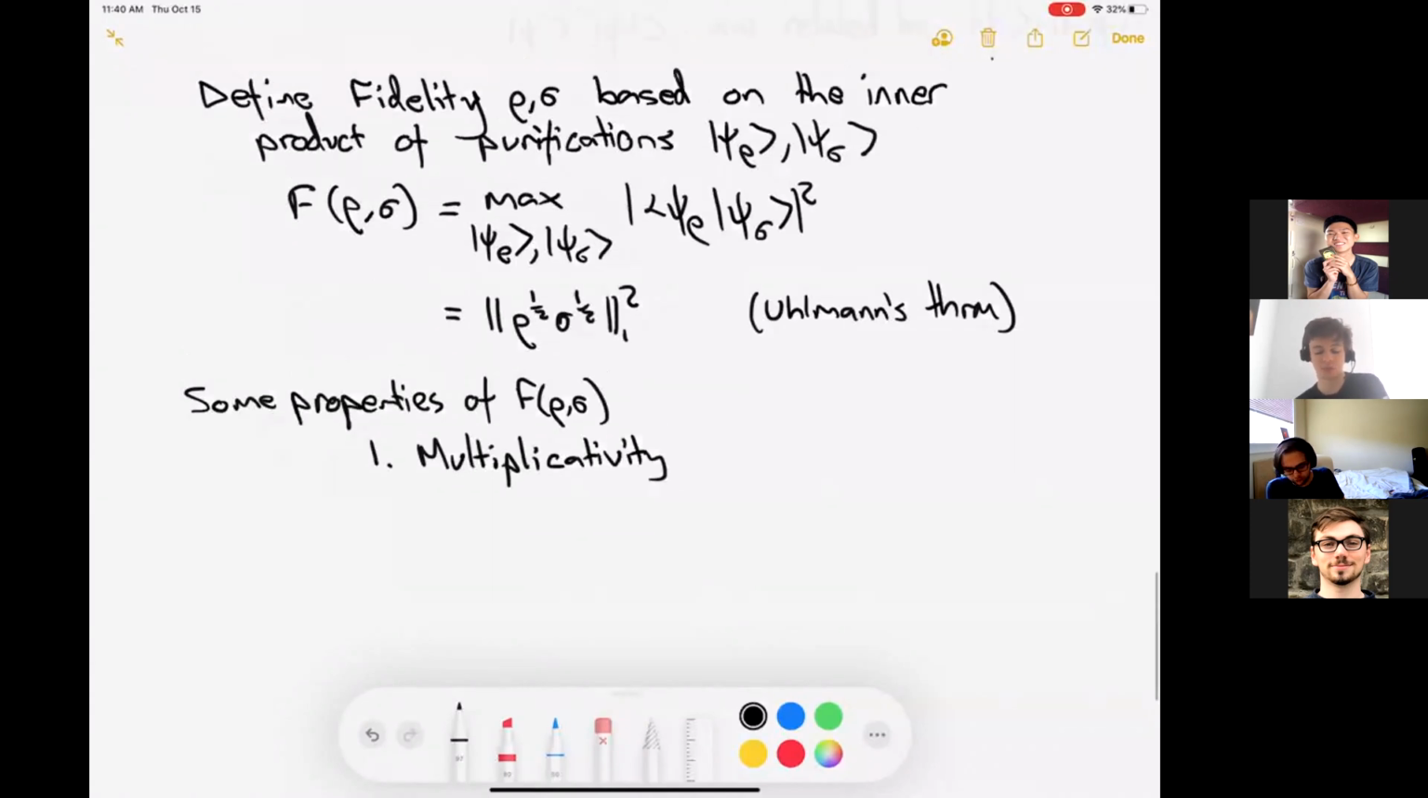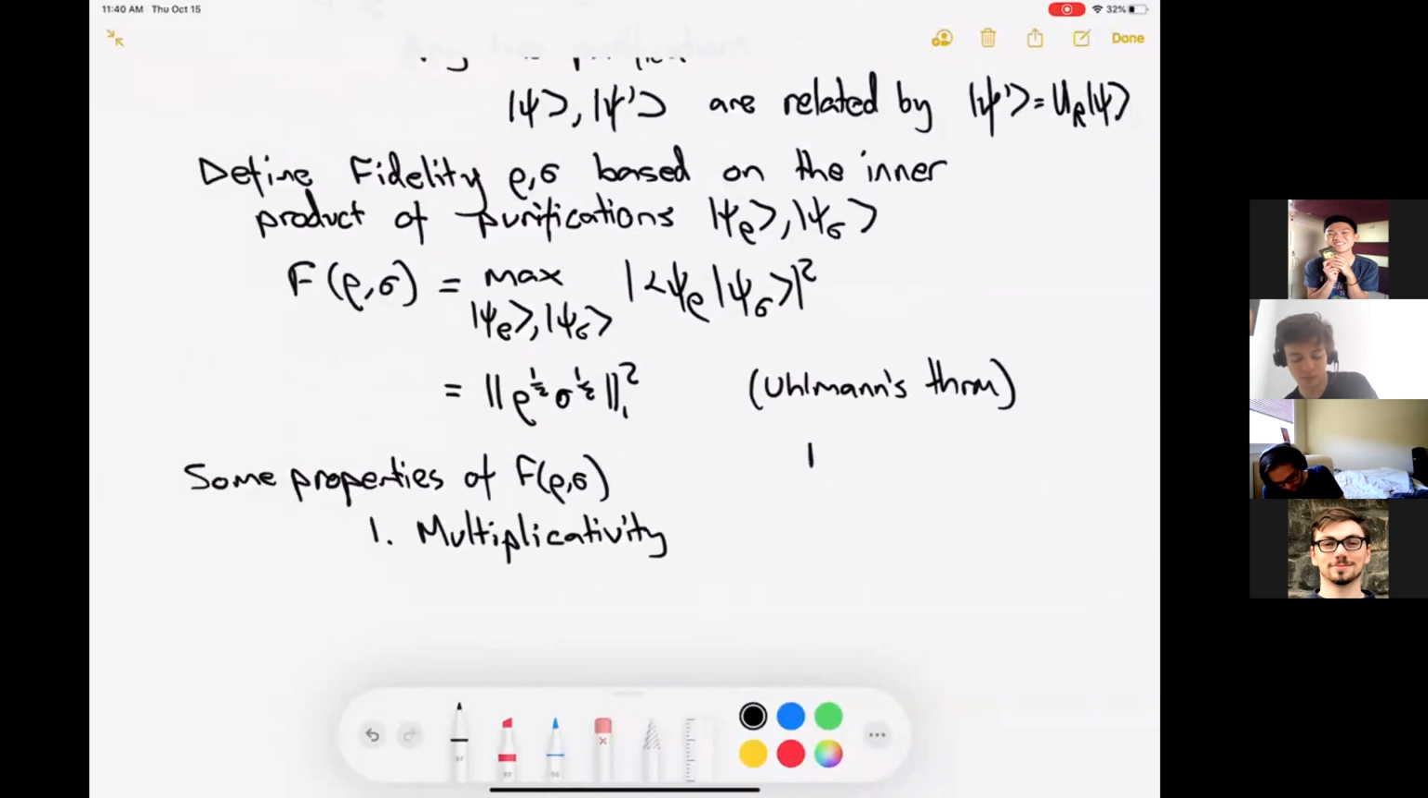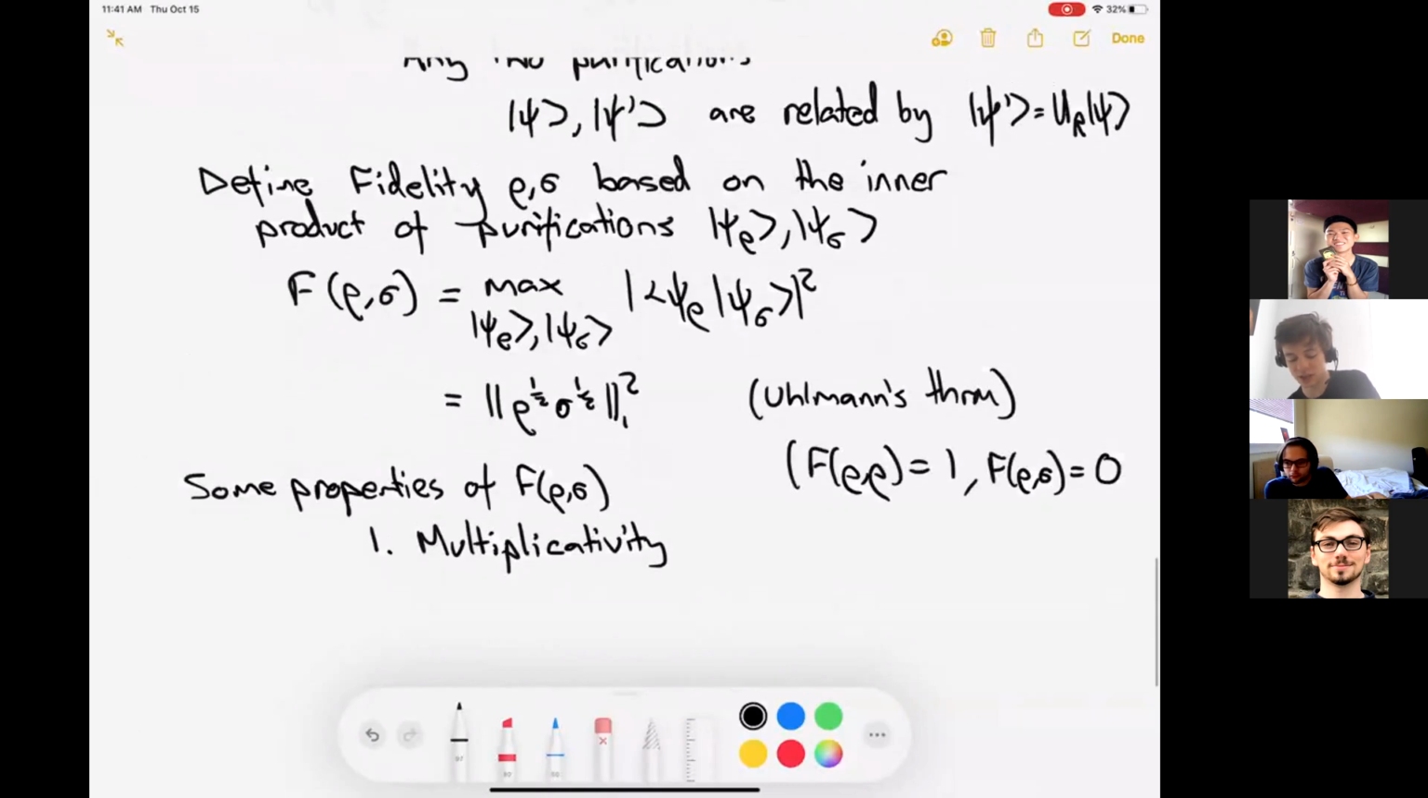Yeah, so I should say, by the way, unlike the trace distance, where if the states are the same, then the trace distance is equal to 0, and if they're maximally distinguishable, the trace distance is equal to 1. In this case, if they're the same, then the fidelity is equal to 1. And if it's equal to 0, then it implies that rho and sigma are orthogonal. I should have said this about the trace distance too.